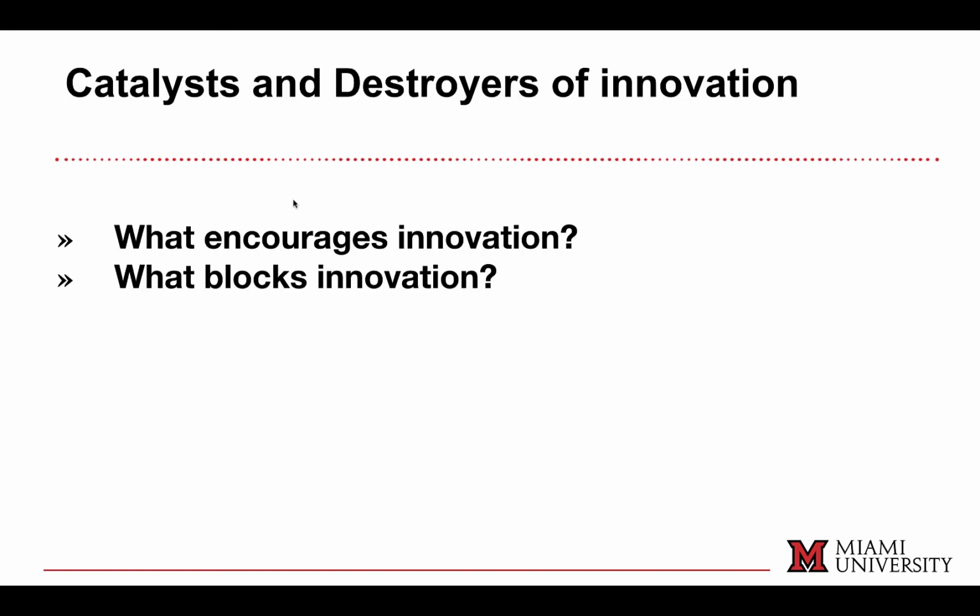So with catalysts and destroyers of innovation, when we talk about catalysts of innovation, we could be talking about people, we could be talking about the environment, the culture within a business, anything that encourages innovation. And then we talk about destroyers of innovation. That could be the things, people, again, the culture that keep innovation from happening, that blocks innovation.